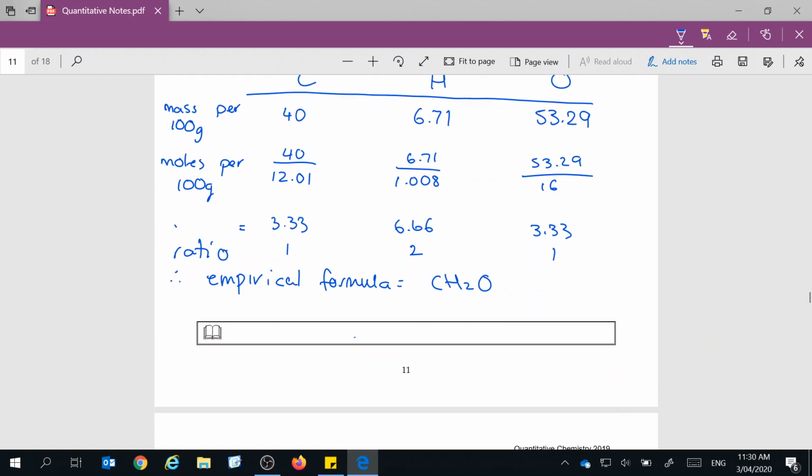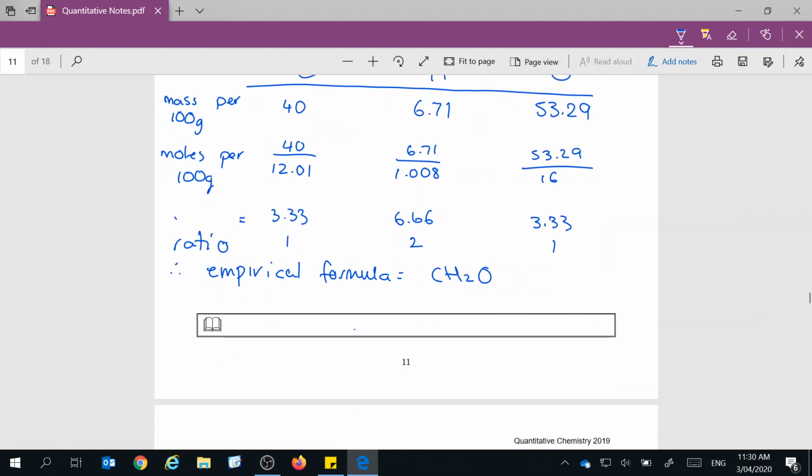Now, to find the molecular formula, the molar mass of our actual compound is 60.05. So I'm going to find the molar mass of my empirical formula and see how much bigger the actual compound is. So the molar mass of CH2O is going to be 12 plus 2 plus 16 approximately. We get 30.03.